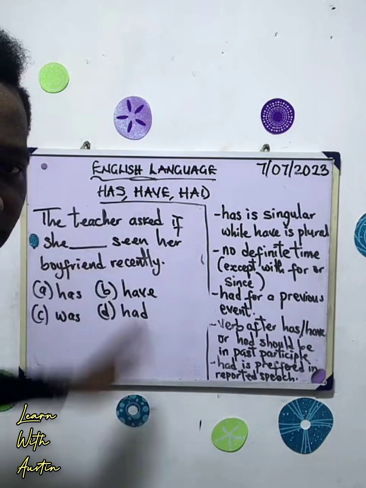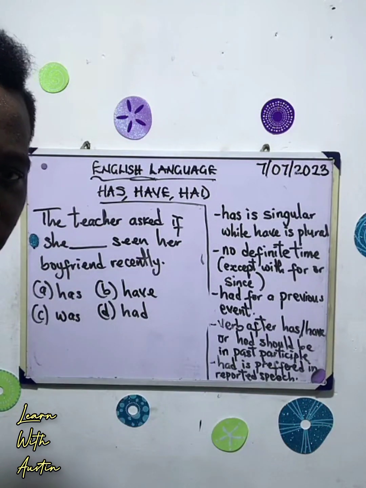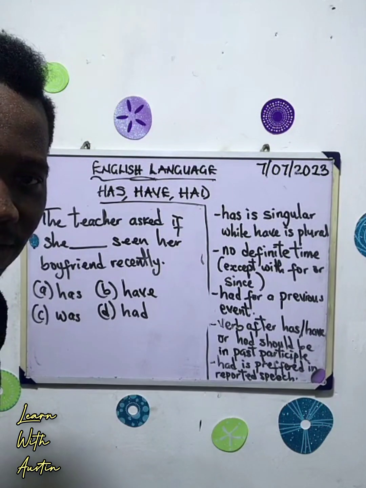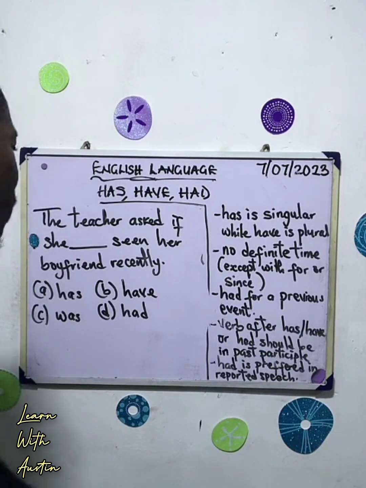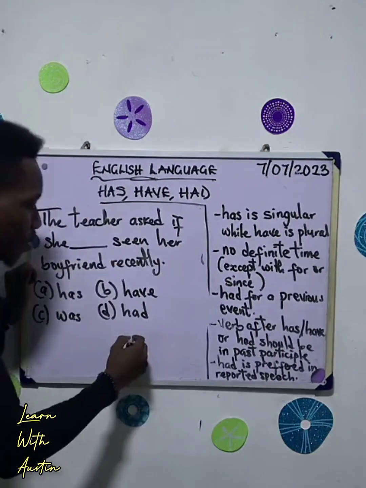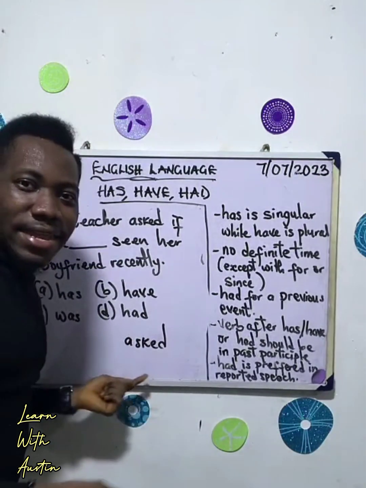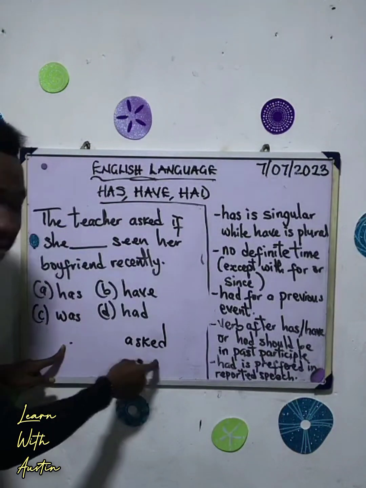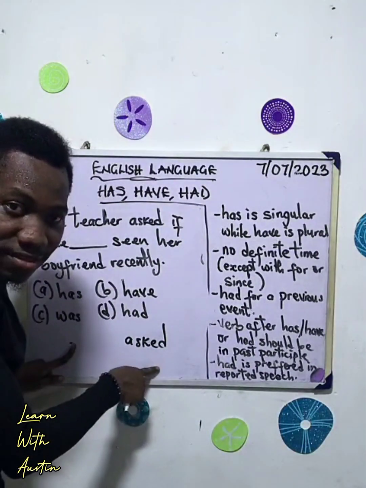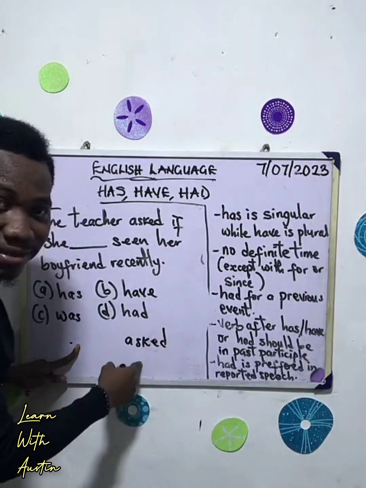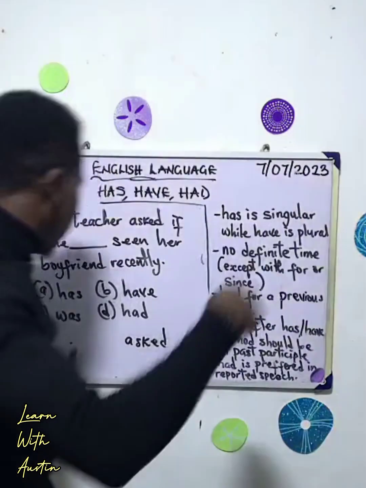So the teacher asks if she what? If she has, if she have, if she was, if she had. Everybody is going for A. Okay, but notice, the teacher asked. That's a past tense, right? Now she is asking if something had happened. In other words, that was a previous one. This is a past action, asked, because it's past tense. If this is present tense, the teacher asks, then if she has. But because this is asked, past tense, this will become if she had seen, and this will be the answer.